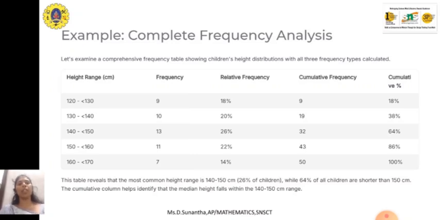This table reveals that the most common height range is 140 to 150, which means that 26% of students fall under that category, while 64% of the children are shorter than 150 centimeters. So the cumulative column helps identify that the median height falls within the 140 to 150 centimeter range.